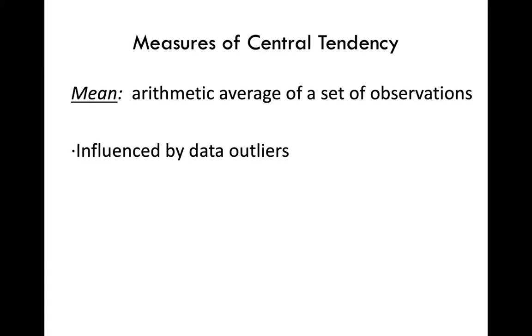One important thing to remember about the mean is that it can be strongly influenced by what we call data outliers, or extreme values. We'll go through an example that shows you what happens when you have some of those data, and when that's the case, the mean might not be the best measure of central tendency to use to describe the data.